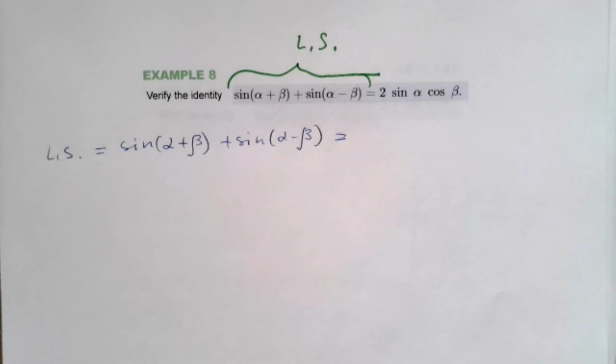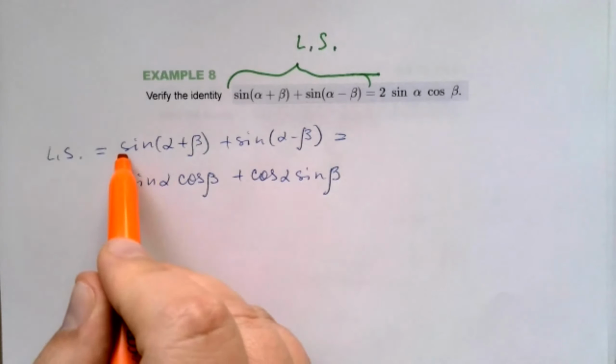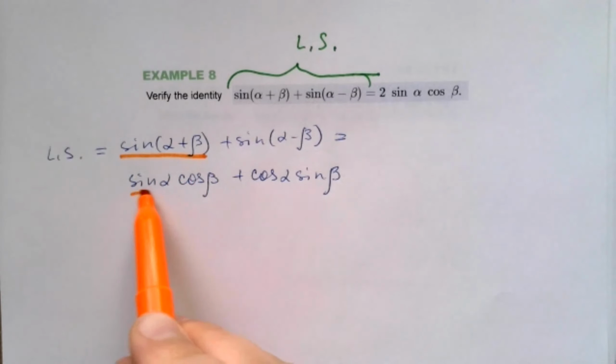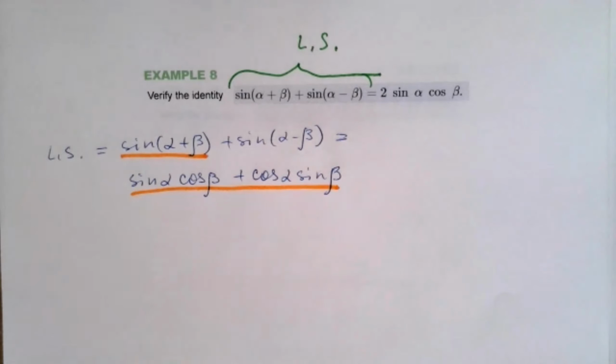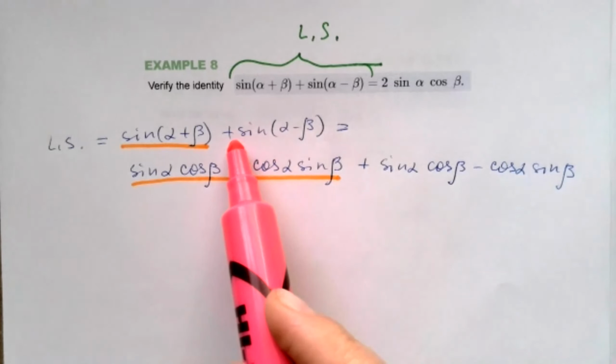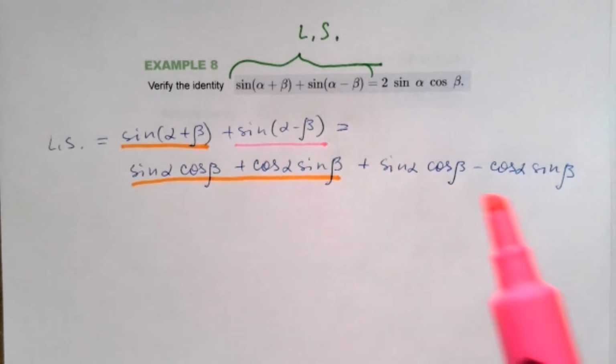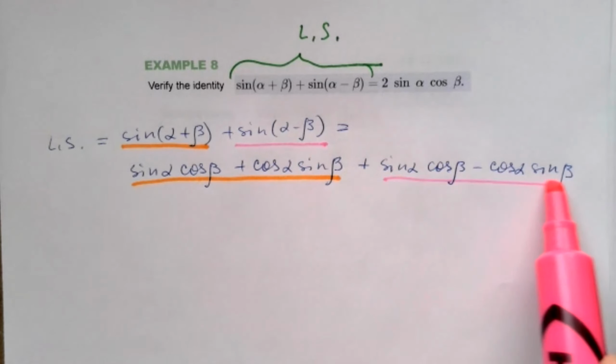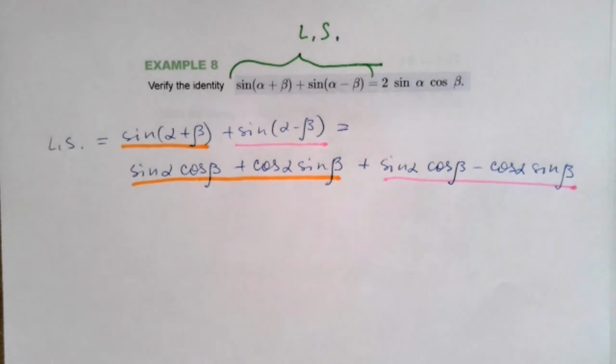And apply my formulas. So I have my sine alpha plus beta, this is what it is. And I also have my sine of alpha minus beta, this is what it is.